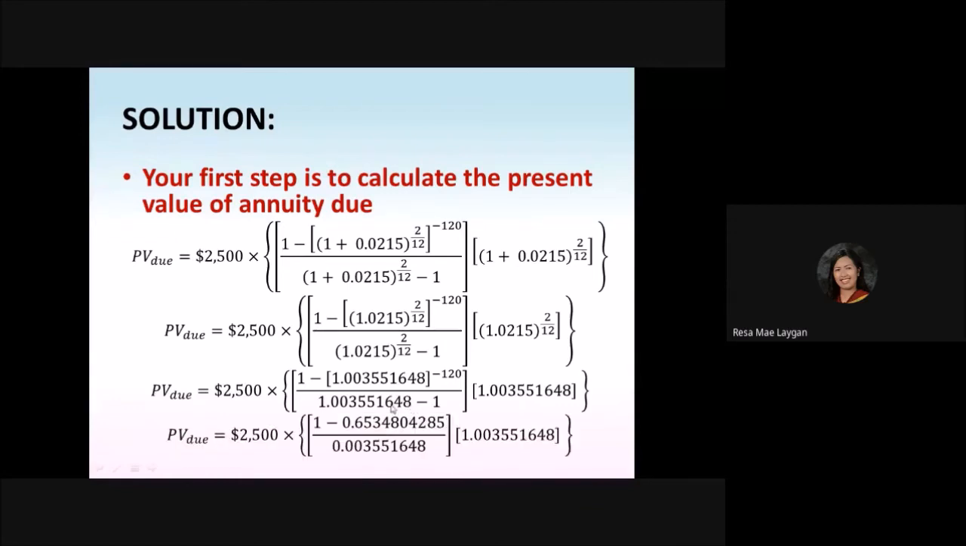And let's also deduct 1.00355168. So you have to deduct the 1 from this value. You will obtain 0.00355168. And your 1.00355168 to the raise of negative 120. So you will obtain this value, which is 0.6534804285. So now let's calculate this.